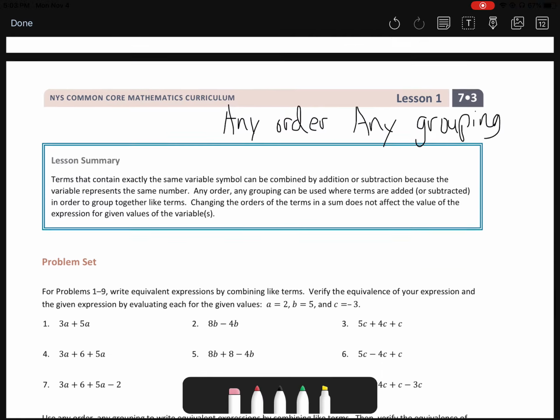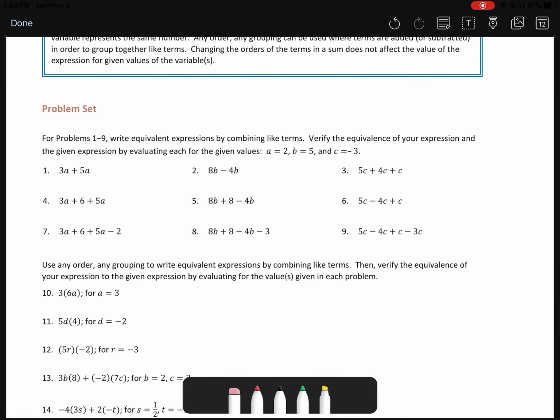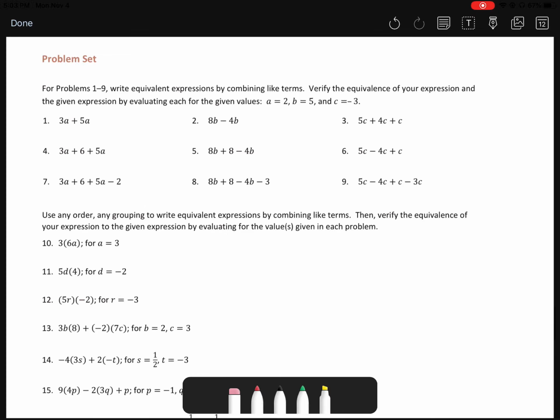All right, before you begin, I want you to finish the problem set. 1 through 15 is pretty simple. On 1 through 9, you're doing it just like the examples that we did before. You're just combining like terms. Number 1 is pretty simple. 3a plus 5a. They are like terms. They are both connected to the variable. The answer is 8a. For 10 through 15, you need to give me an answer.